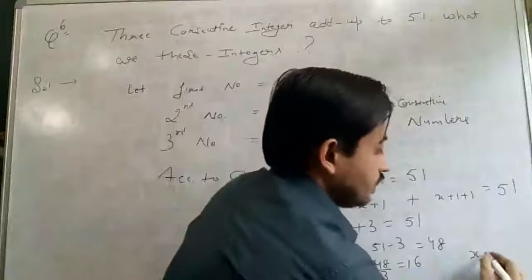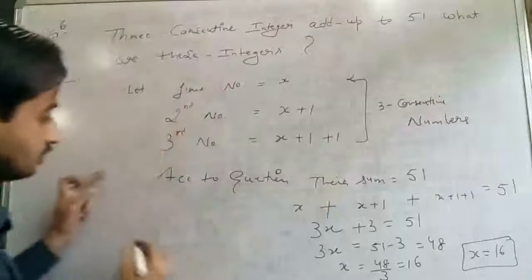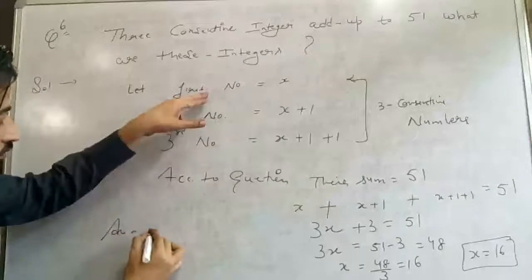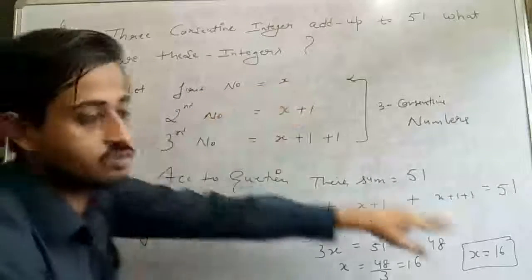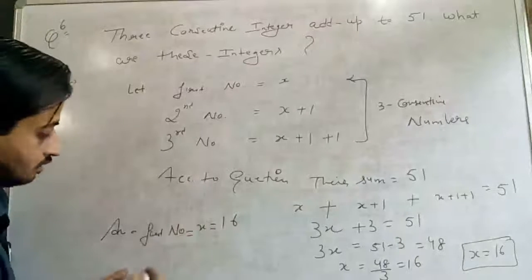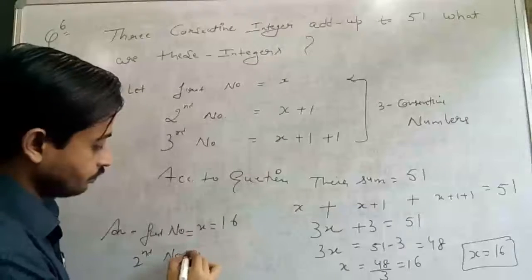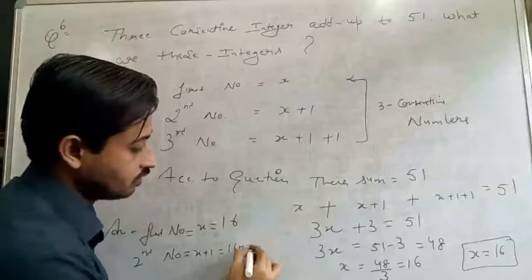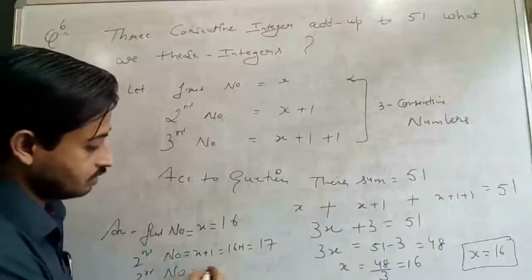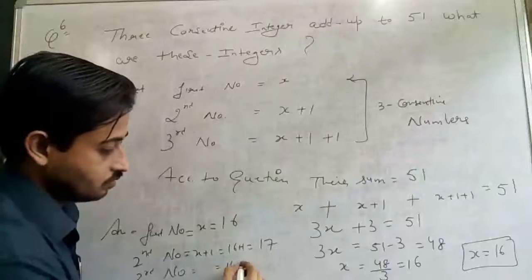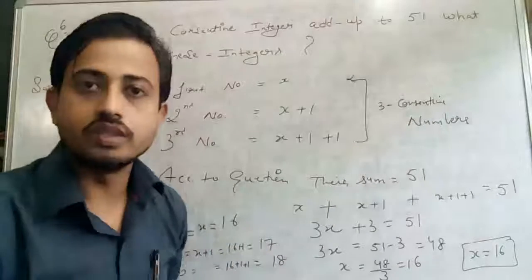It means x is equal to 16. So what are the numbers? Your answer is, first number is x, and the value of x is 16. Your second number is x plus 1, it means 16 plus 1, which is equal to 17. Then the third number is 16 plus 1 plus 1, which is equal to 18. So 16, 17, 18 are the three consecutive numbers.